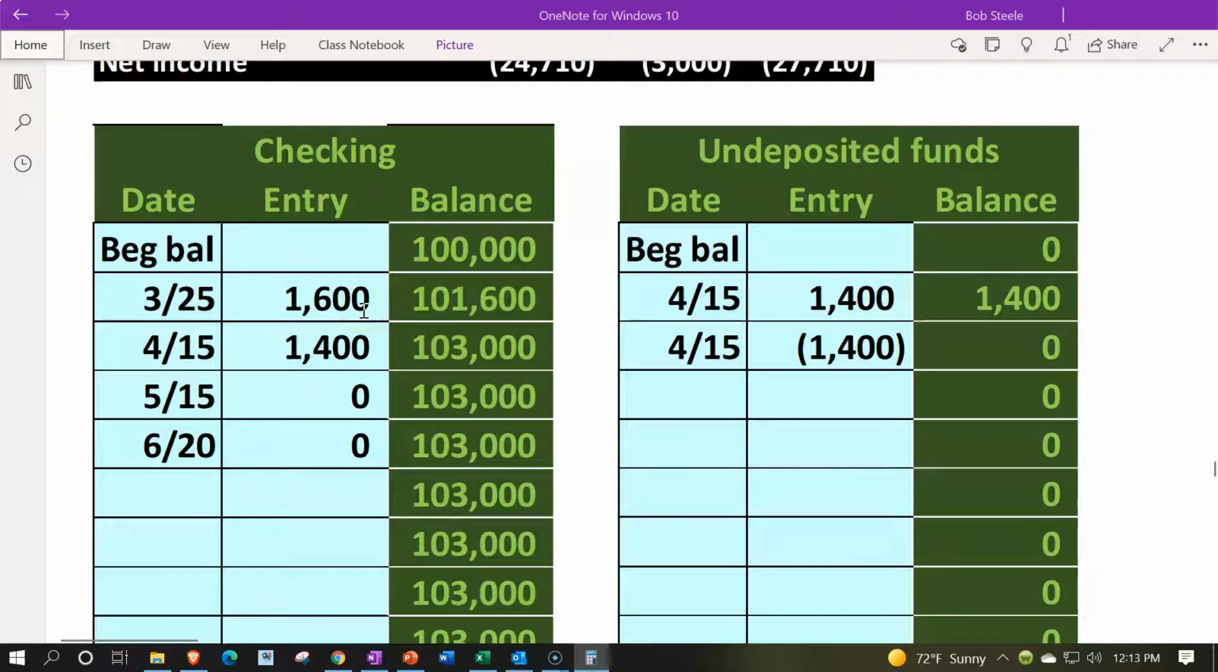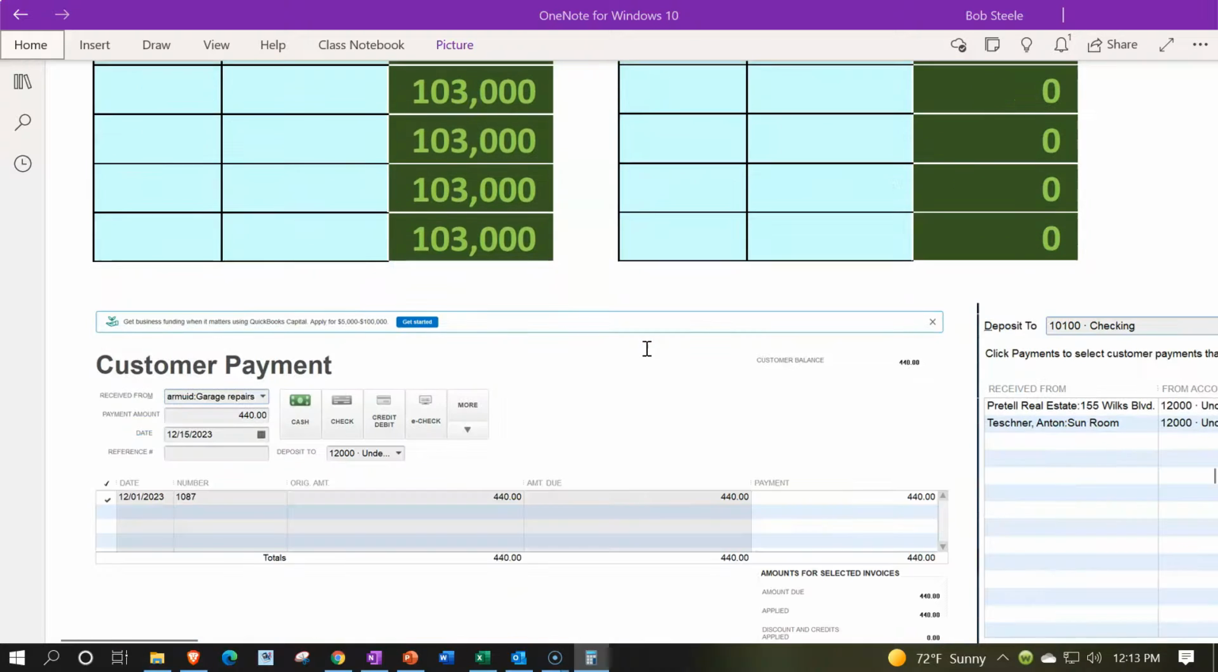It went up last time on 3/25 by 1,006 to 1,016, up by 1,004 to 103,000. And then the undeposited funds was at 0. It went up, and then we cleared it right back out the same day because we went to the bank at the end of the day and deposited that 1,004 into the checking account.